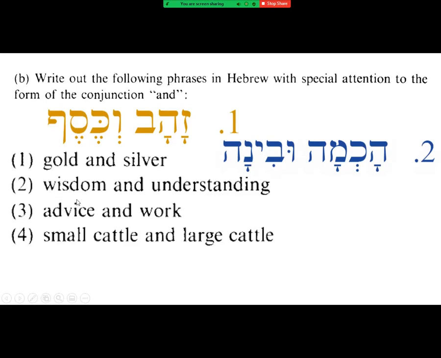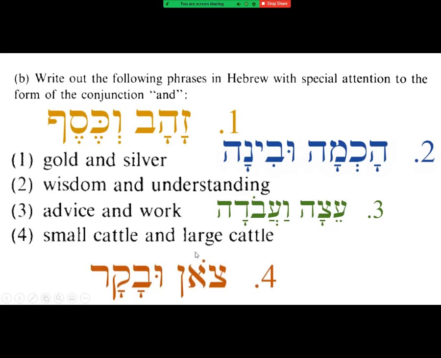Advice, or the word for advice, is etzeh, that didn't change, and work is going to be avodah. Since avodah is a guttural word, you just copy the vowel here over to there. So this is ah, that becomes va. So etzeh va avodah. Okay, small cattle would be tzon, and large cattle is bakar. And again, it starts with a B. So in that case, instead of v bakar, it's u bakar. Okay, tzon u bakar, small cattle and large cattle.